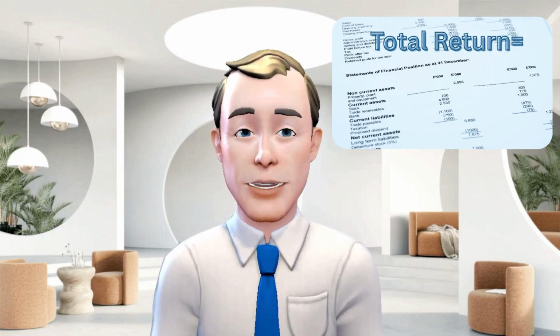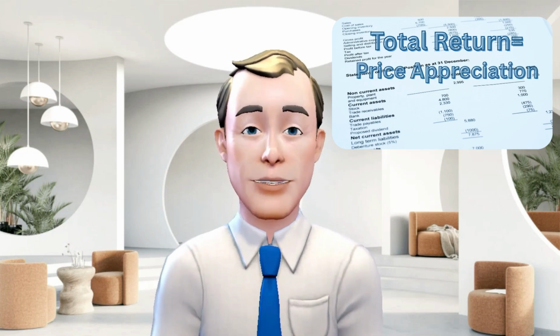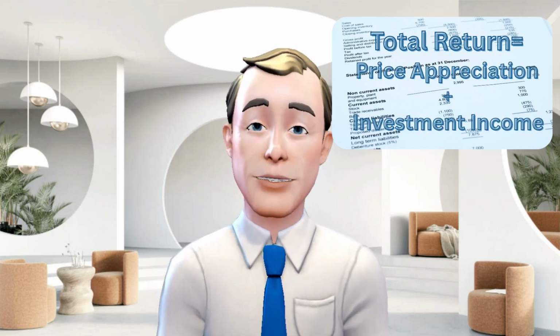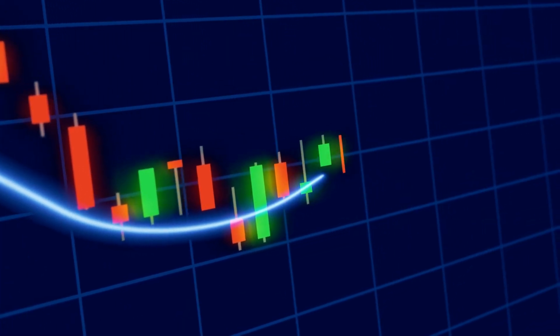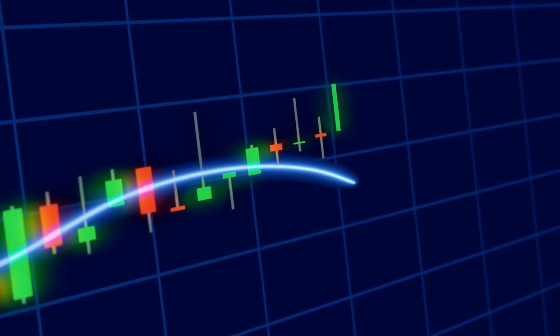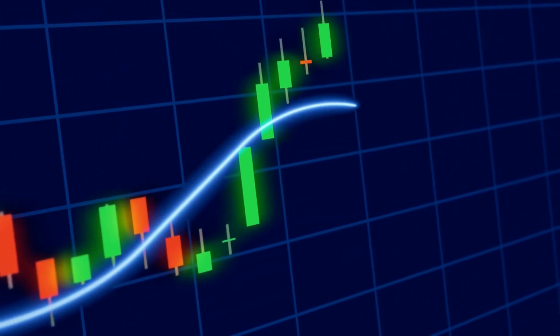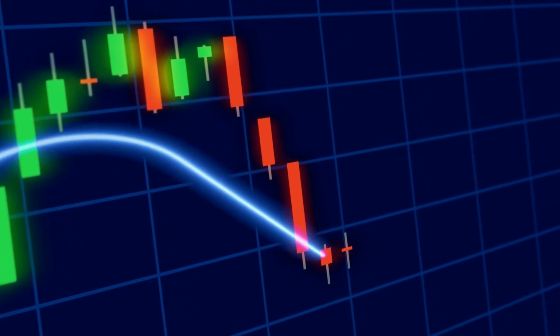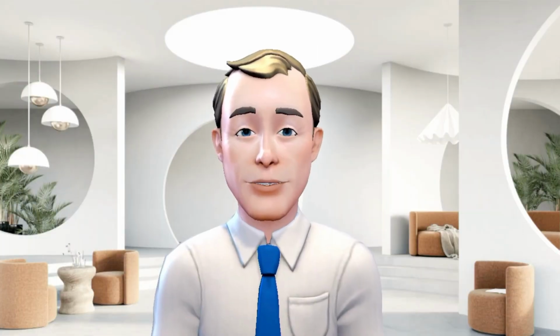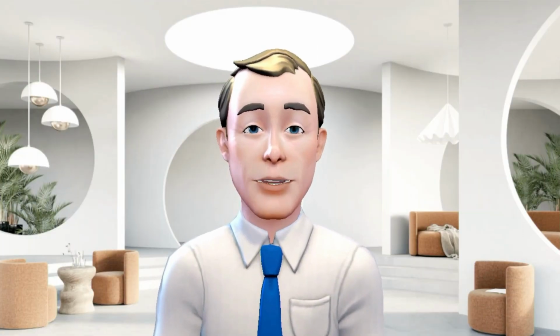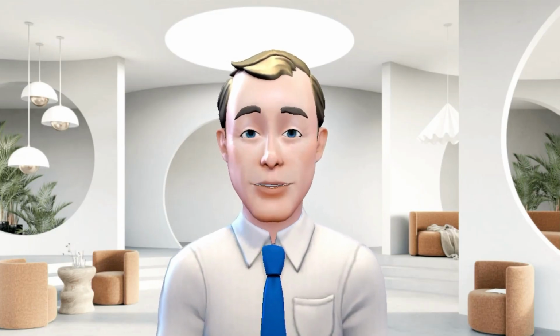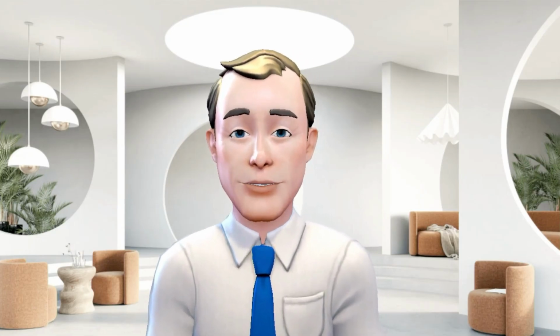There are two main components to total return: price appreciation and investment income. Price appreciation is the part that most people think about. When the value of a stock, bond, or fund increases, that growth contributes to your return. If you bought an investment for $100 and it is now worth $120, that $20 gain is price appreciation.